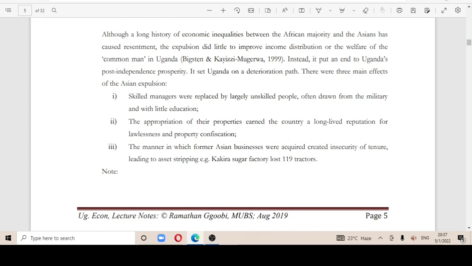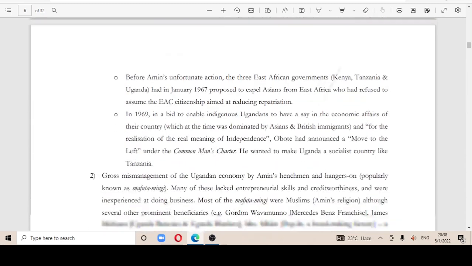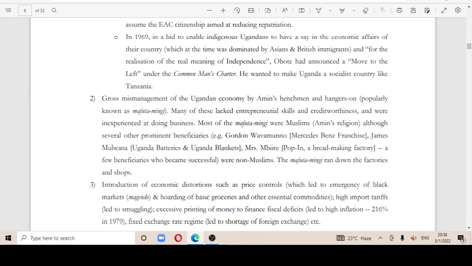And then the manner in which former Asian businesses were acquired created insecurity of tenure, leading to asset stripping. For example, Kakira Sugar Factory lost 119 tractors. So these are some of the reasons, or the three main effects of the Asian expulsion that you can look at.